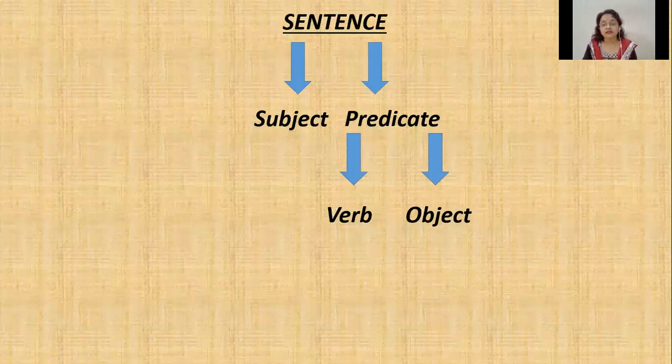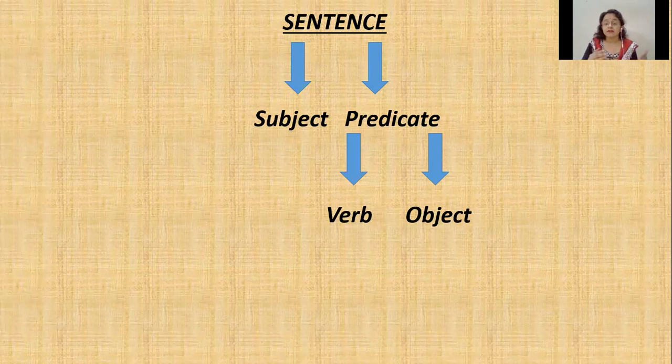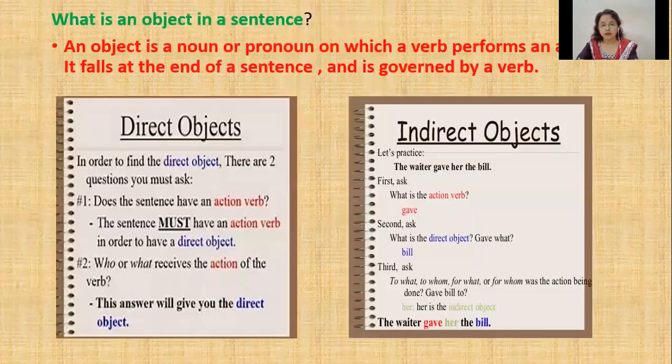Generally, an object is placed at the end of the sentence. Object is basically where the verb performs certain actions. An object could be a noun or it could be a pronoun. Basically, it is governed by a verb. An object is a noun or pronoun on which a verb performs an action. It falls at the end of a sentence and is governed by a verb.